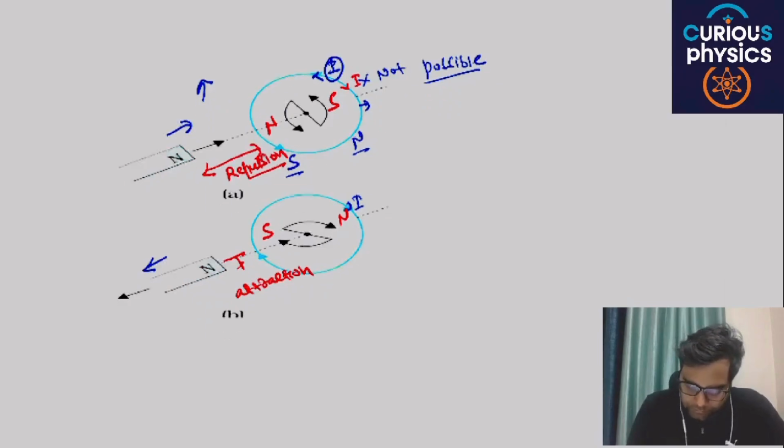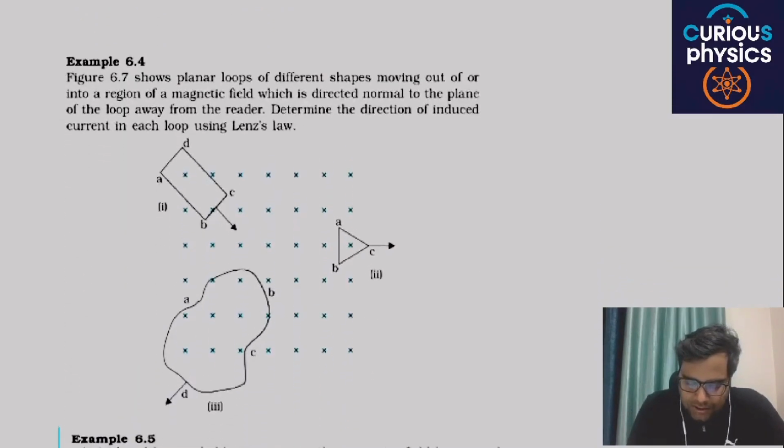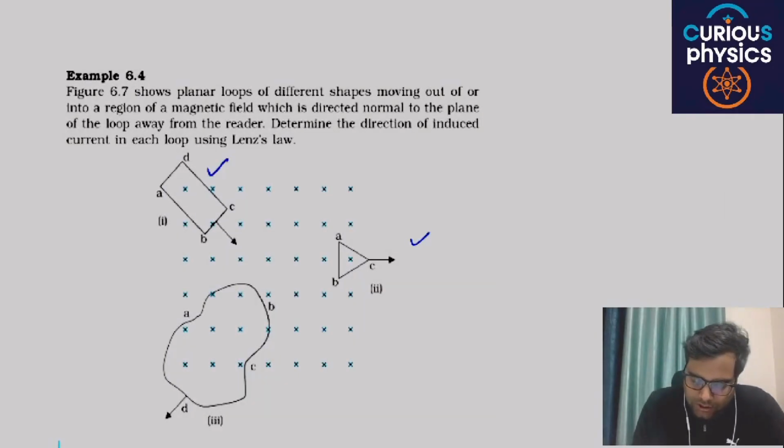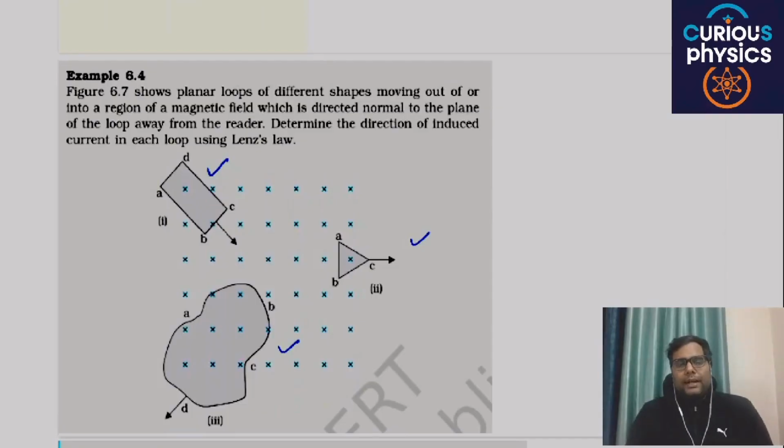Okay. Next are the questions related to Lenz's law. These questions, example 6.4 and the next example 6.5, will boost your confidence to find the direction of induced current. Just remember one point: curl the fingers of your hand in the direction of current, and the direction of the thumb will give the direction of magnetic field.